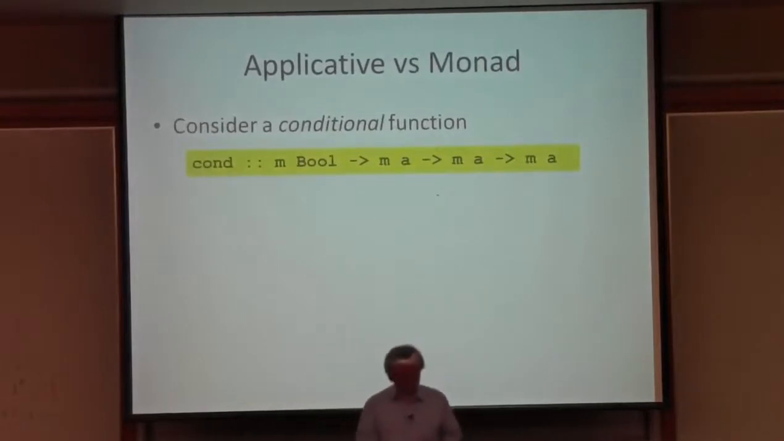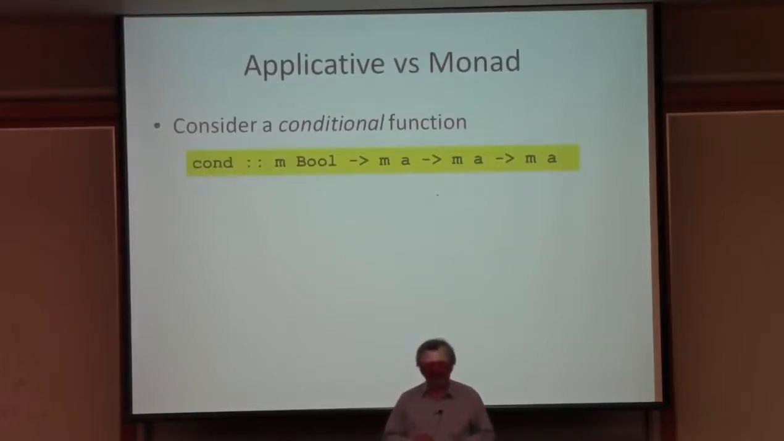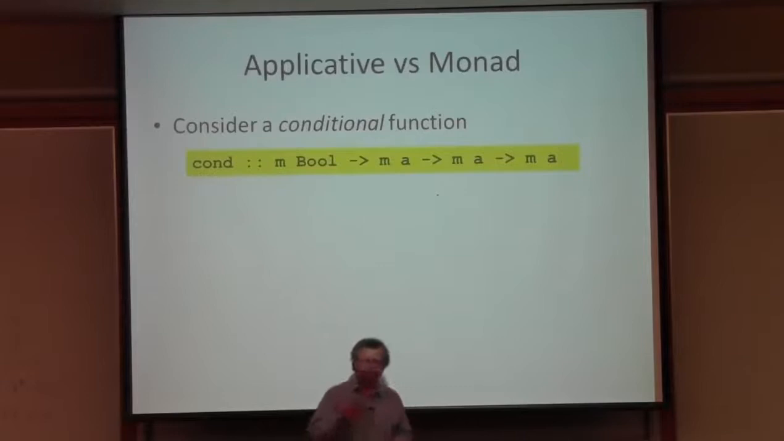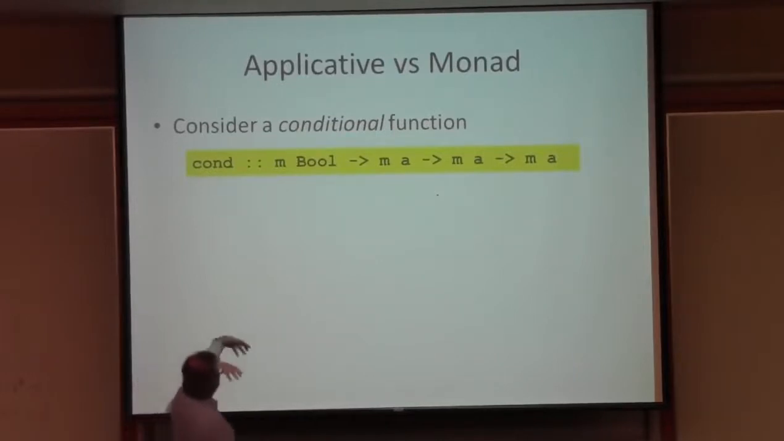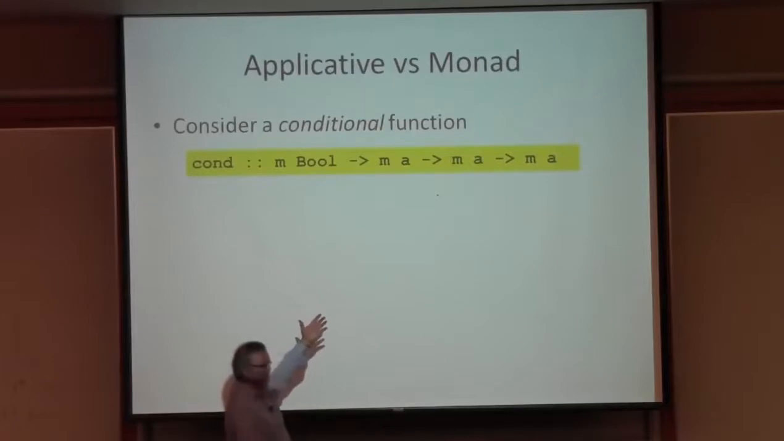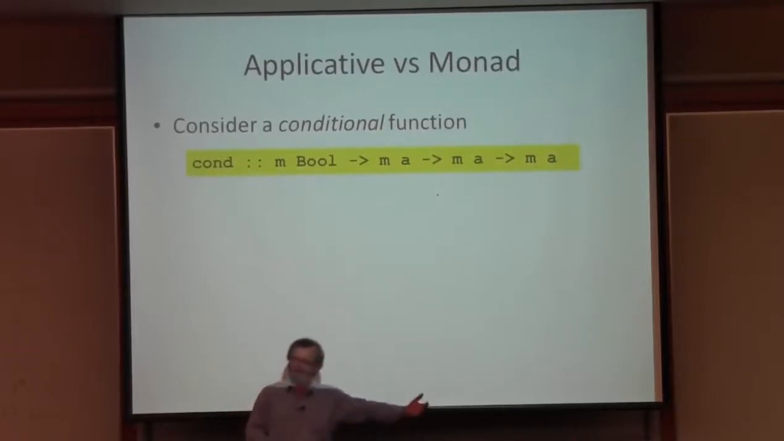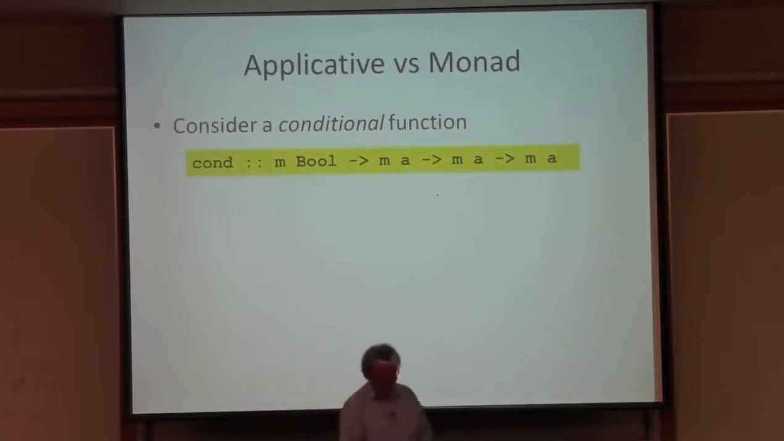Okay, so applicative functors also give us a way of capturing some kinds of effects. But I just want to compare the expressiveness to the expressiveness of monads. And a very nice way to do that is to consider writing a conditional combinator. So you can imagine that I might like to write this function cond that takes a computation of a bool and then chooses between a then branch and an else branch. So both of those will have type MA, and the end result will be of type MA.